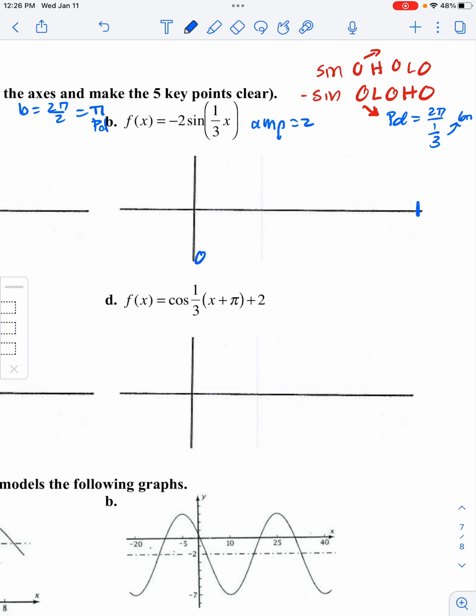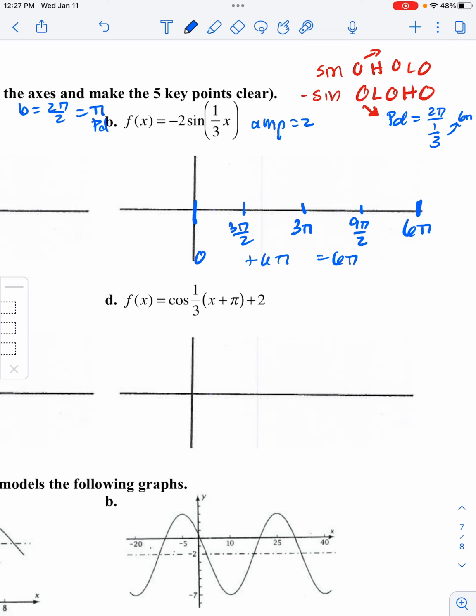So it starts at 0. I add the period of 6 pi, and it's going to end at 6 pi, so that's here. It doesn't have any shifting, which really makes it infinitely easier. I know the beginning, I know the end. Halfway would be 3 pi. Halfway to that is going to be 1.5 pi. And then halfway between these is going to be 4.5 pi.